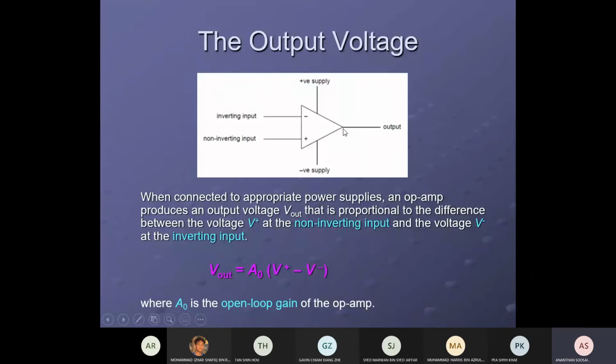If the output is positive, most likely the op-amp is going to turn on the output device. Later you will have an output device, which could be an alarm or a light bulb. So you turn it on normally when the output is positive. Okay, so this is the formula, remember. A naught is the open loop gain of the op-amp. Now the A naught, we take it as how much? 10 to the power of 5, 100,000.